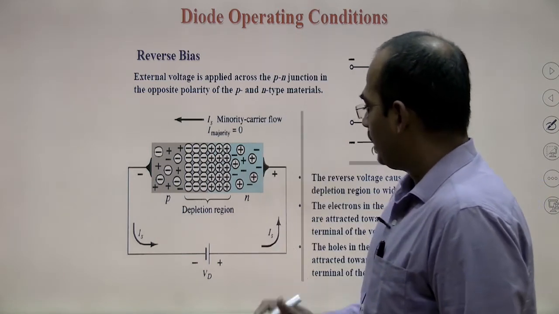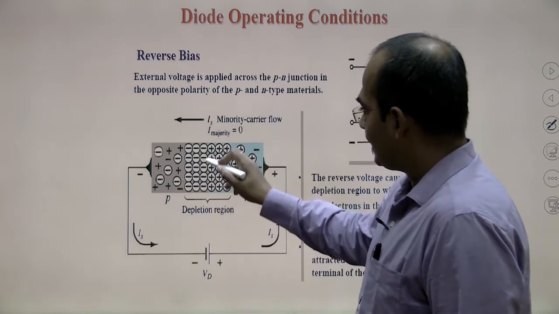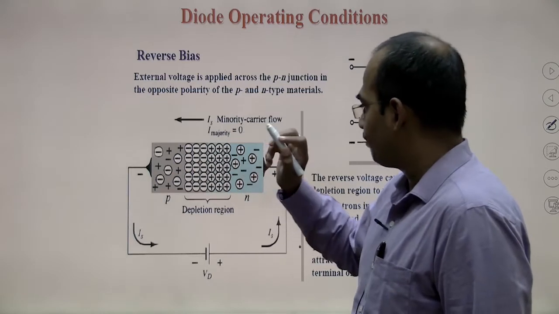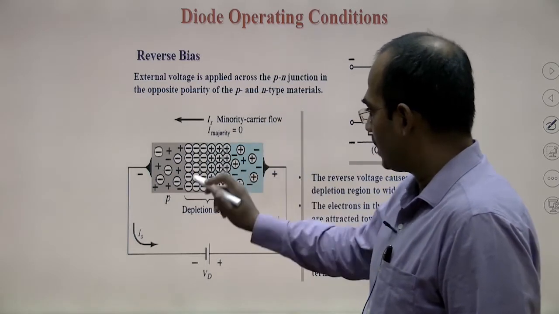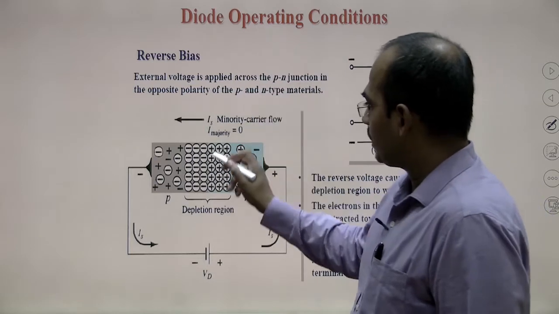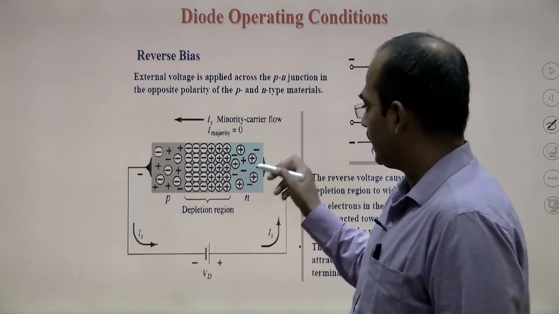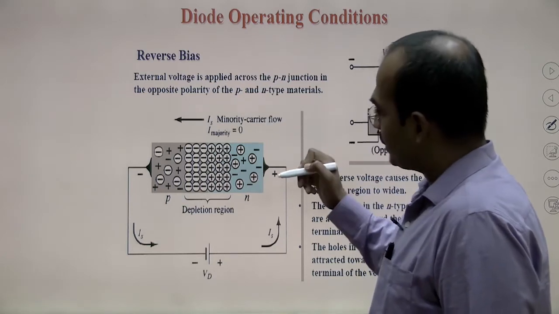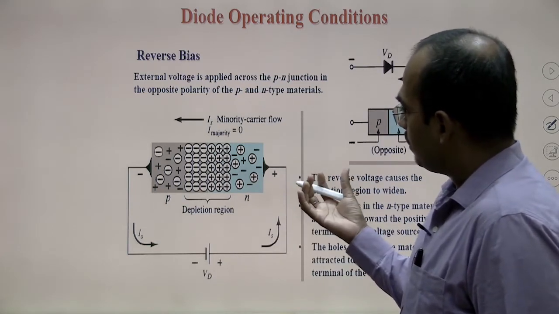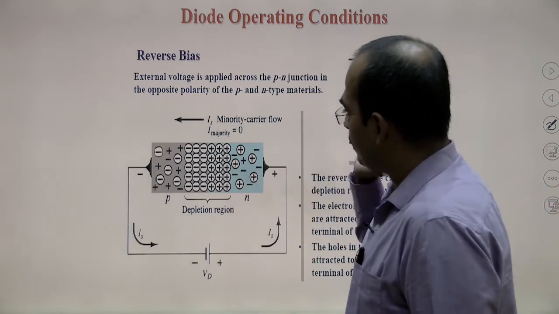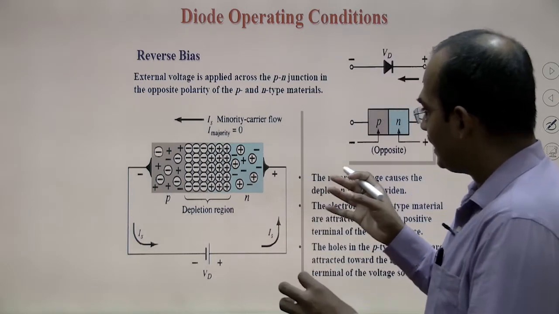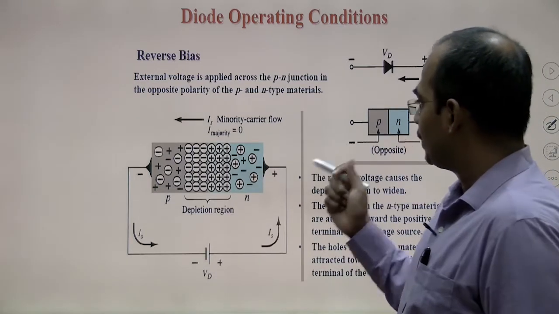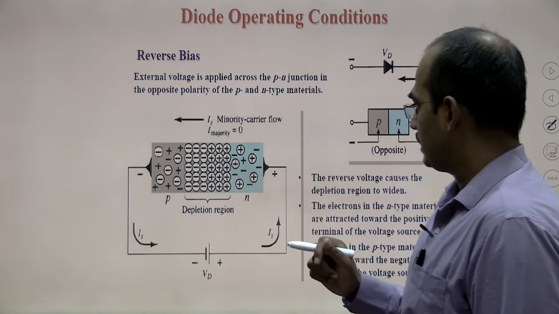Then what will happen? This positive terminal will start attracting the minority charge carriers of the P side of the PN junction diode, and this negative terminal will start attracting the minority charge carriers, that is positive charge carriers, of the N side of the PN junction diode. Then what will happen? The movement of these minority charge carriers will constitute the reverse saturation current, and they will cross the junction.